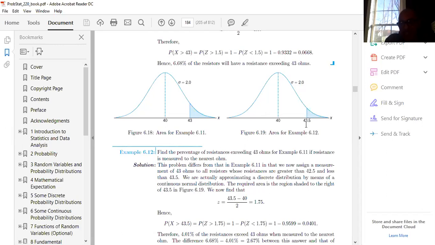Nothing is wrong, but I think it is better to go for 43.5. If my X value is exceeding 43, you have to choose this value. The problem is that we now assign a measurement of 43 ohms to all resistors whose resistance is greater than 42.5 and less than 43.5. That's another reason I started with 43, because exceeding 43 means we can start with 43.5.